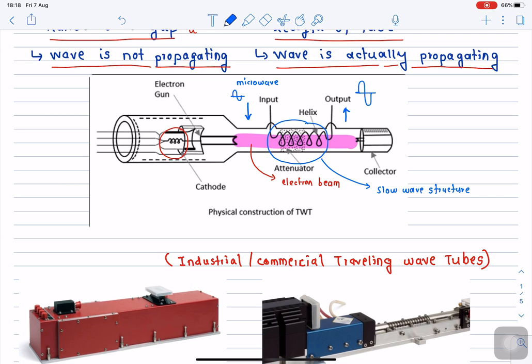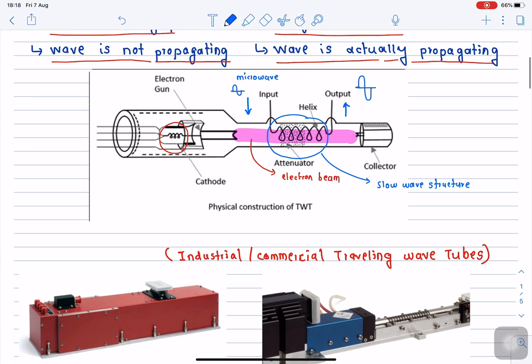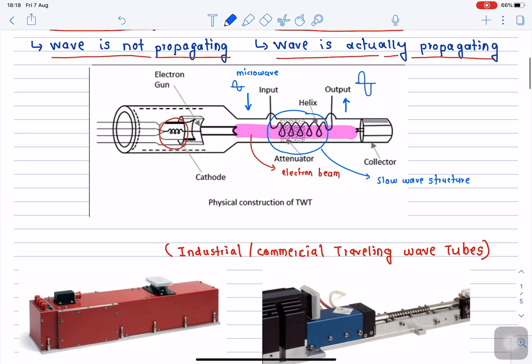The microwave signal is injected on the helix slow wave structure; we will see in detail what it consists of. It is nothing but a coil like structure which is purposely made zigzag in order to resist the flow of propagation of electrons. Okay, so this slow wave structure can be constructed by a variety of different geometries that we will see later on.